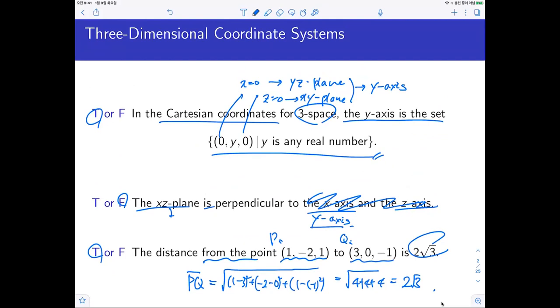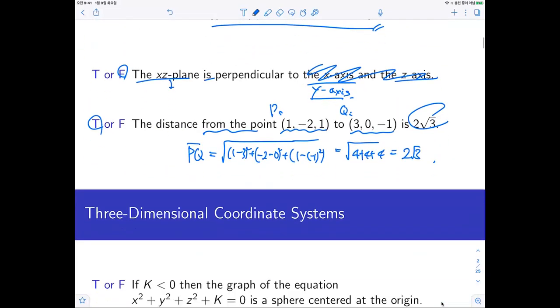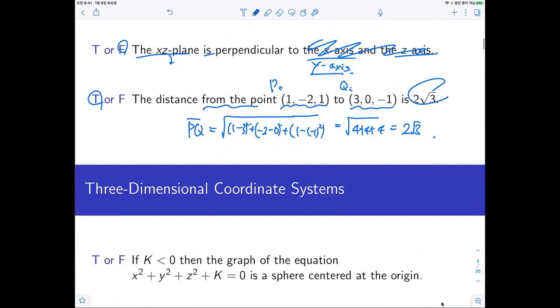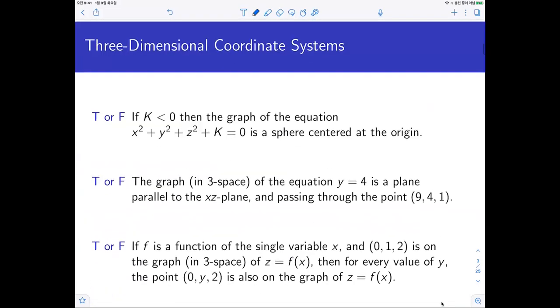You just audit this class, but you should show all your work in the answer sheet, because we might give you some partial credit for your calculation.